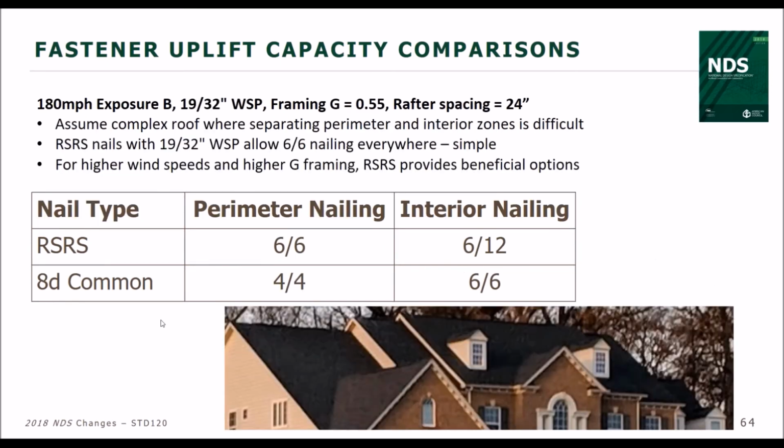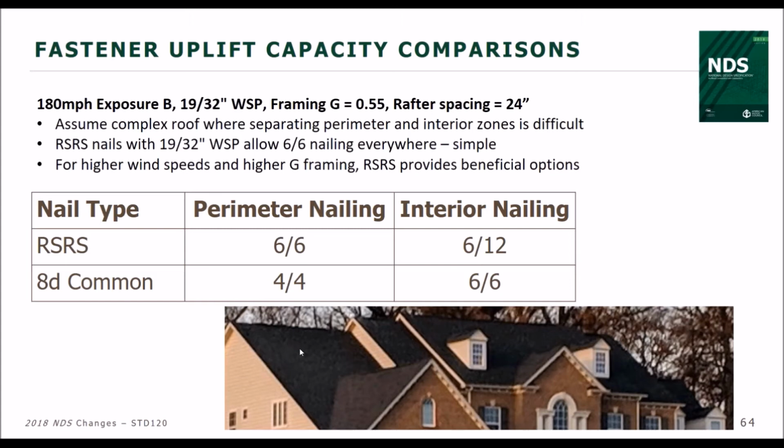What about some of the higher exposures? So let's look at a hurricane zone, 180 miles per hour, exposure B. Now we're probably going to need thicker wood structural panel sheathing. I think this is around 5/8, 19/32 inch. Specific gravity of 0.55, rafter spacing 24 inches. So let's look at a complex roof like the one pictured here, where it's kind of hard to tell where the edge zones and interior zones leave off and pick up.